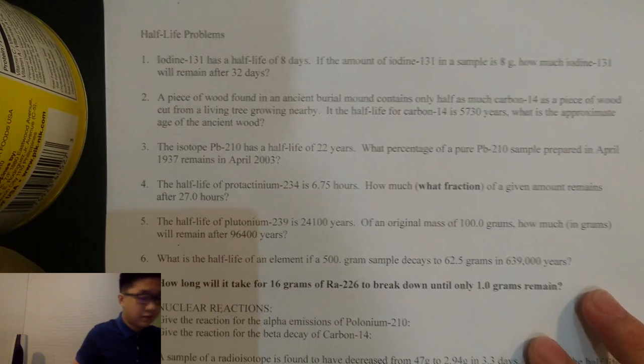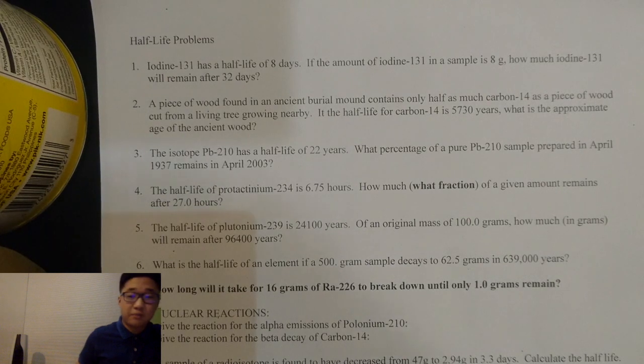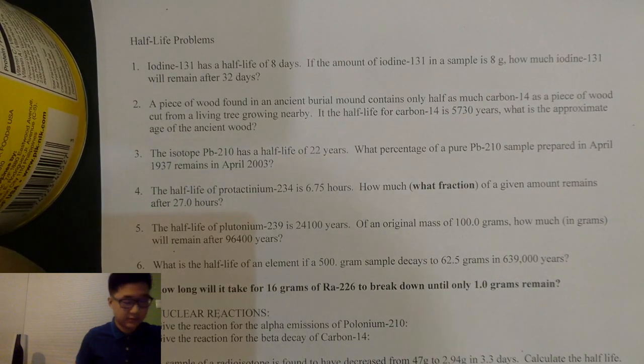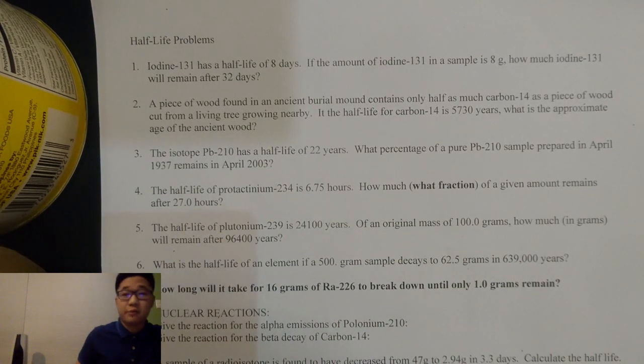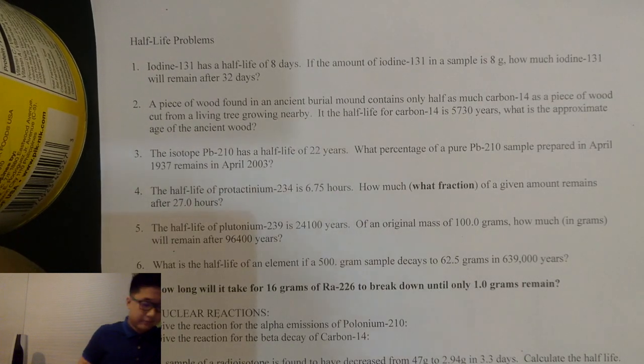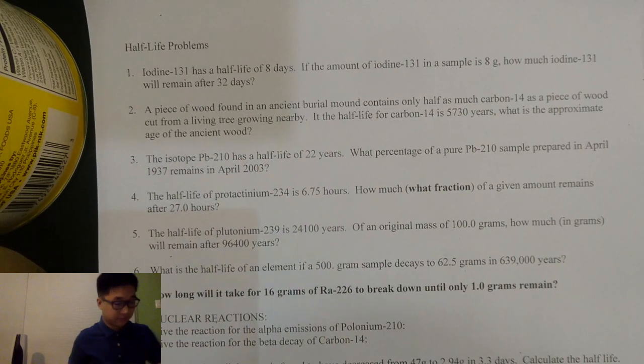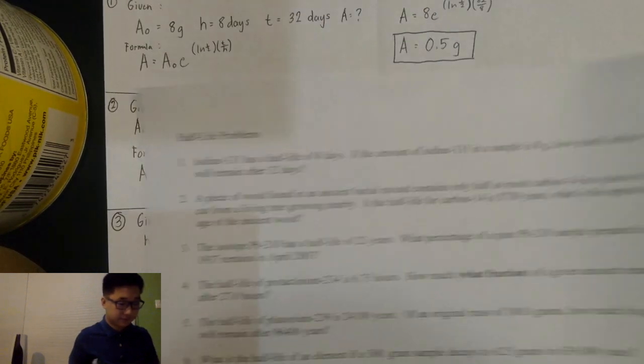We're at number 3. The isotope Pb-210 has a half-life of 22 years. What percentage of a pure Pb-210 sample prepared in April 1937 remains in April 2003? So, let's answer this right now.